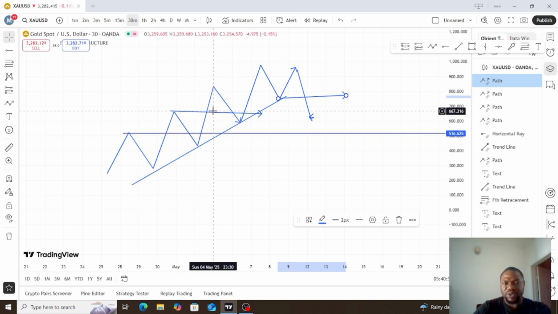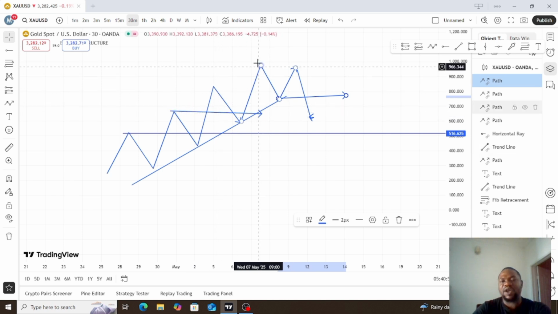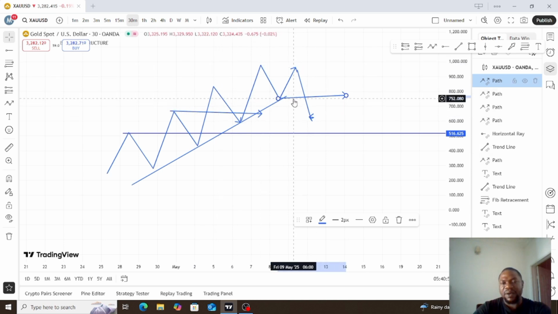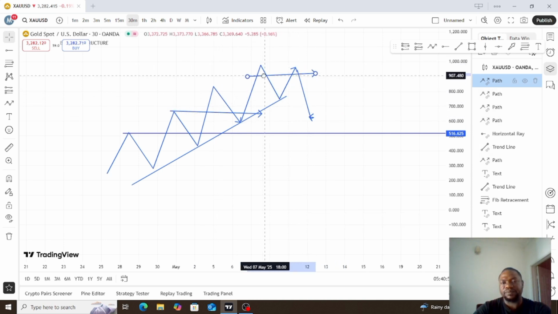So that is it. This is what we continue until we have a correction here, until we have this correction that gives us an equal high.